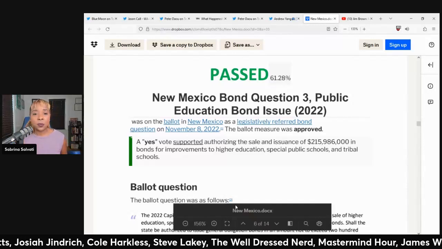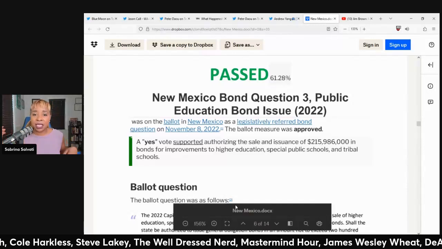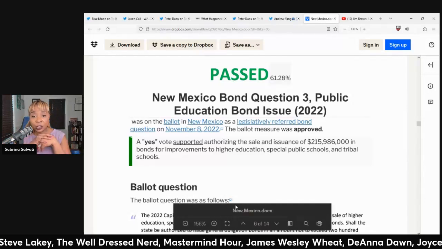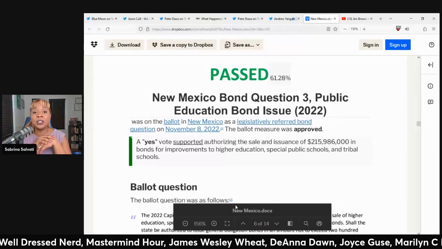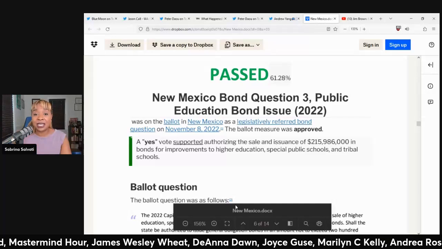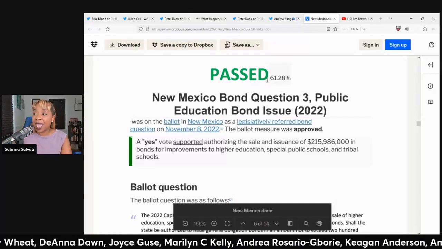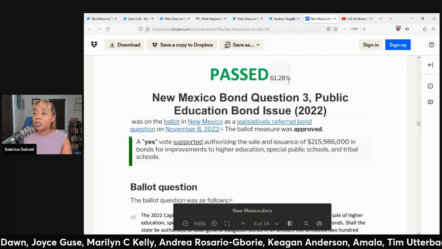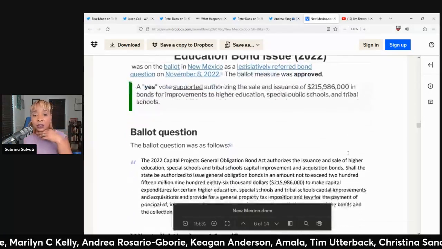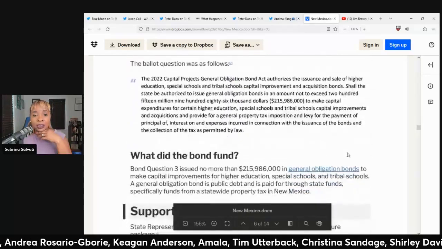A yes vote supported authorizing the sale of issuance of over $215 million in bonds for improvements to higher education, special public schools, and tribal schools. This measure passed by 61.28%. That is huge.